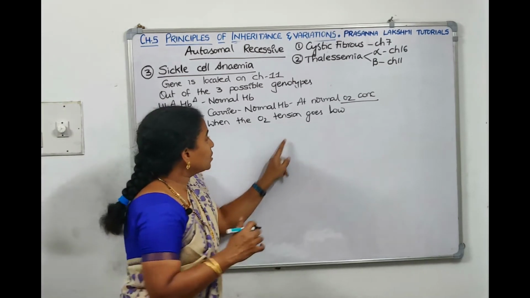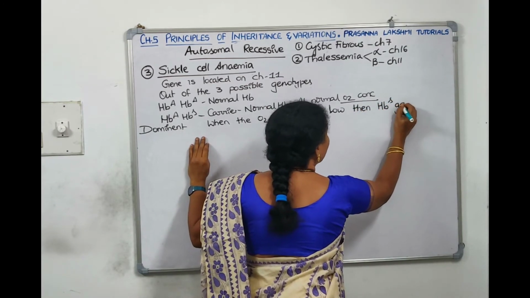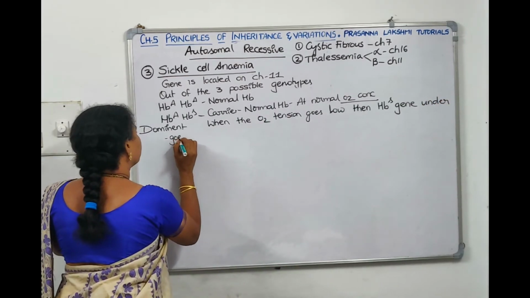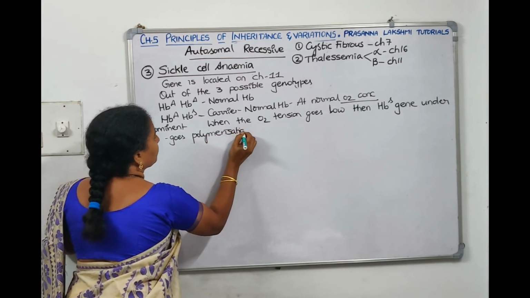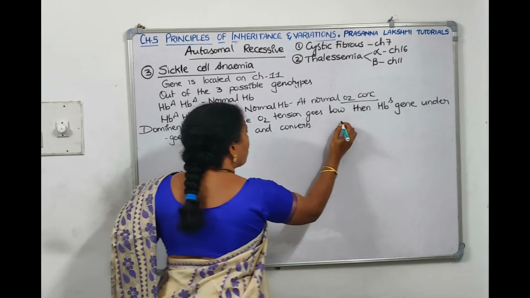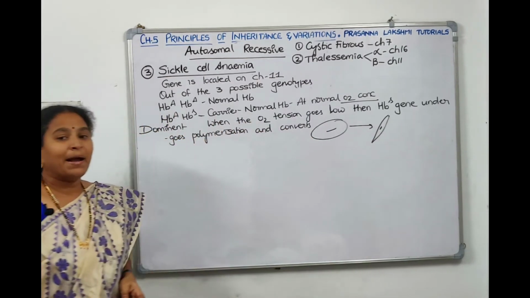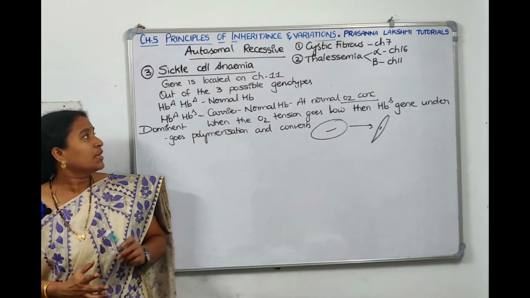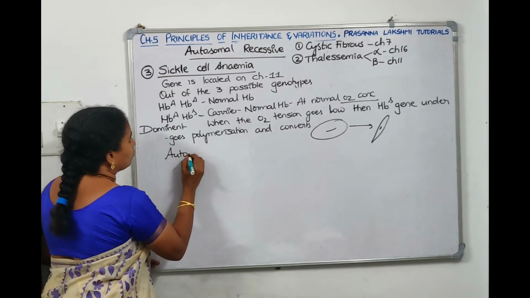So when the oxygen tensions are low, the HbS gene, the defective gene, undergoes polymerization. It converts biconcave RBC to sickle shape RBC and it makes the situation worse, right? So this is about sickle cell anemia. We can take sickle cell anemia as an example of autosomal recessive disorder.